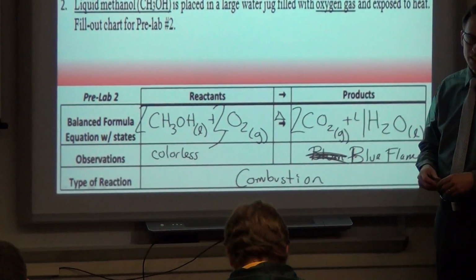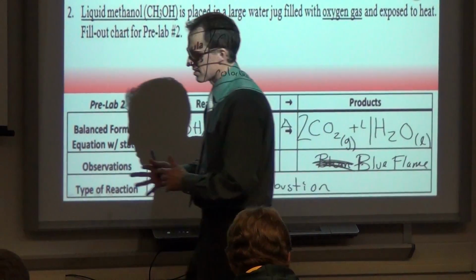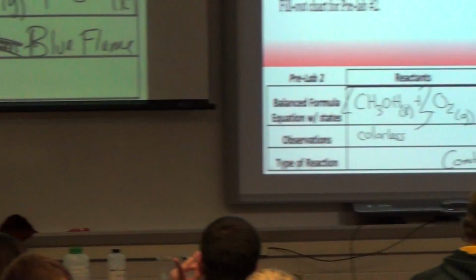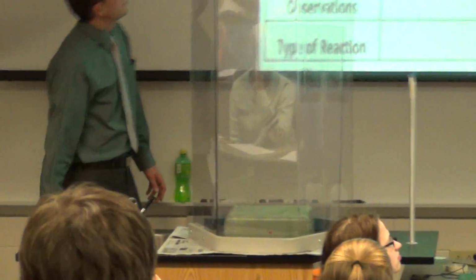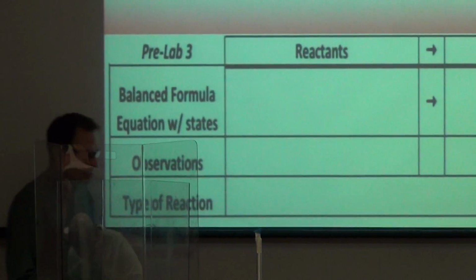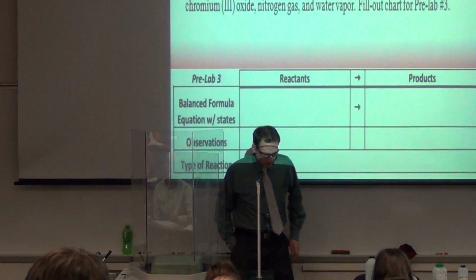This is the first class that anybody had it, from what I heard. Everybody else has not gotten that right so far. Okay, so let's talk about the last one. It says ammonium dichromate is placed on a watch glass. So let's talk about that first.